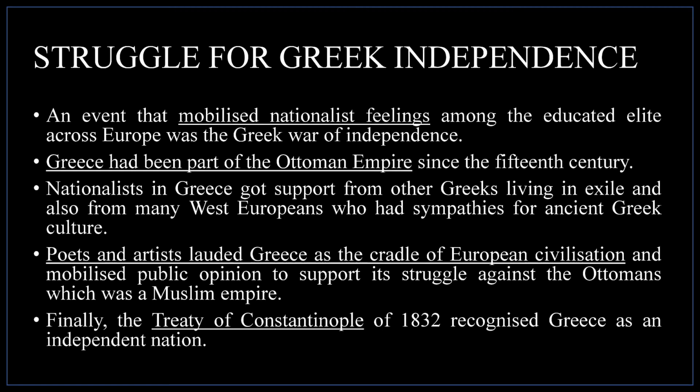Greece had been a part of the Ottoman Empire since the 15th century, for more than 200 years. Nationalists in Greece got support from other Greeks living in exile, and also from many West Europeans who had sympathies for ancient Greek culture. Poets and artists lauded Greece as the cradle of European civilization and mobilized public opinion to support its struggles against the Ottomans, which was a largely Muslim empire. Finally, the Treaty of Constantinople of 1832 recognized Greece as an independent nation after all of this struggle.